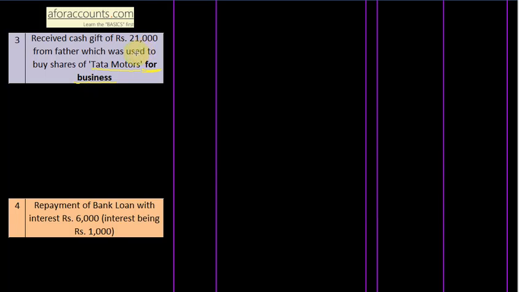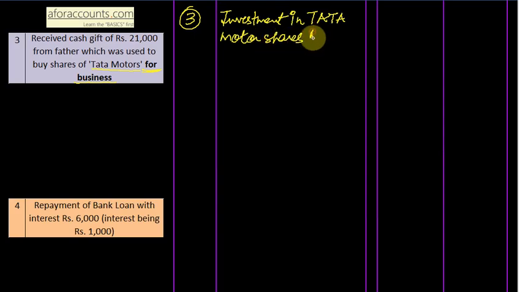So entry will be investment. Your asset will always be debited. So investment in Tata Motors shares account debit. Investment in shares is my asset, so obviously it will be debited 21,000.